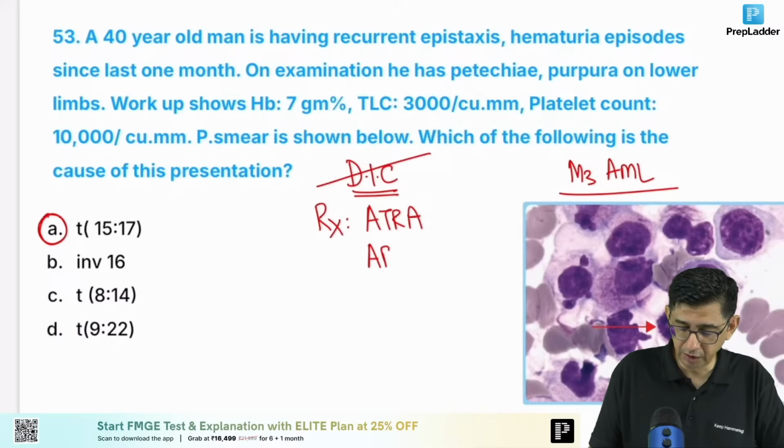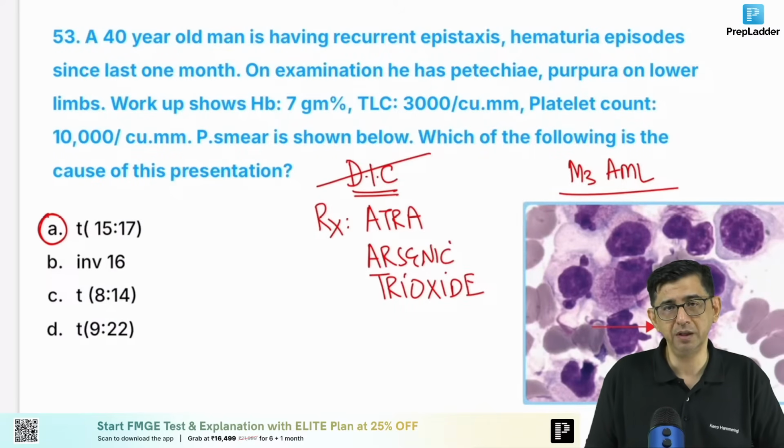And another drug that we use for management of this is arsenic trioxide, which is again very peculiar because traditionally arsenic is like a homicidal poison for us, but here we are using it for therapeutic purposes. So the correct answer is sorted.